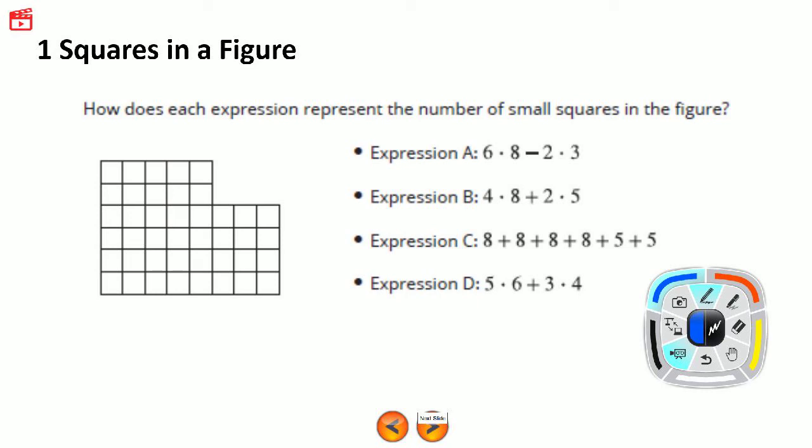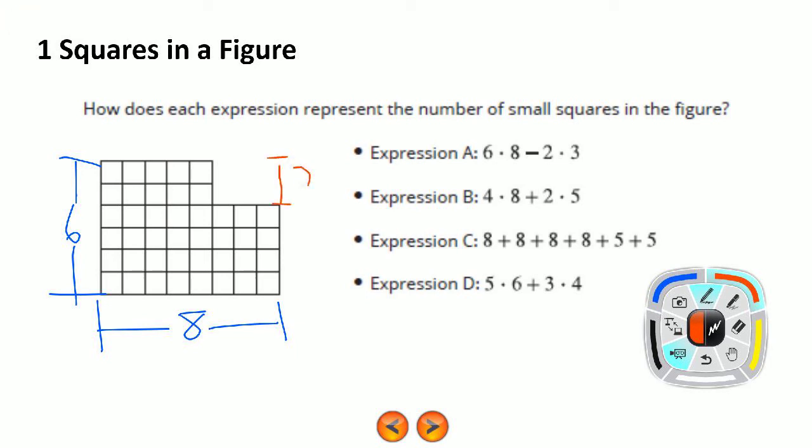Okay, welcome back. So looking at this figure, the side is 6 squares, the bottom is 8 squares, and then for this missing part, from here to here is 2, and then on the top is 3. So the first expression, A, 6 times 8 minus 2 times 3, would give us the total rectangle of 6 times 8 minus the ones that are missing, the 2 times 3.